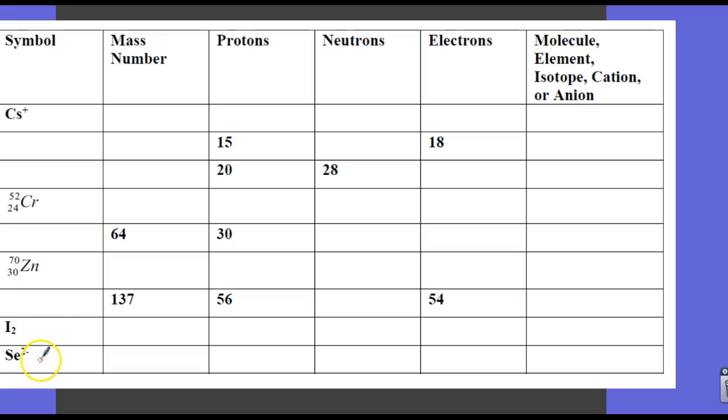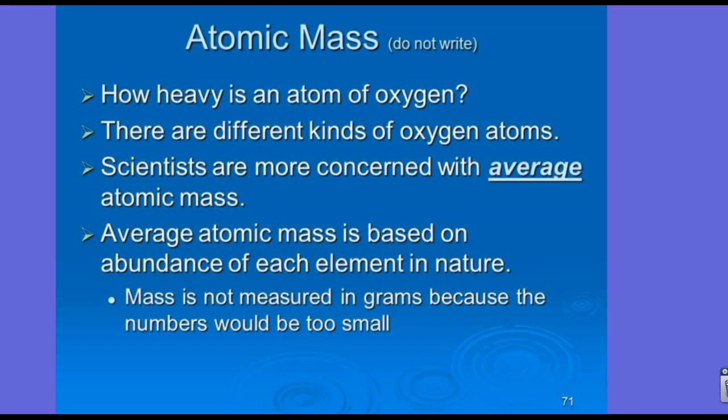And I'll check in real quick with Se2 minus. So Se is selenium. And I am struggling to find Se on here. There it is. It's number 34, so it has 34 protons. And the important part of this one is to notice that you have 2 minus. So you have 2 more electrons, so the electrons would be 36. So I'm going to stop there just so you realize that 2 minus means you have more electrons.